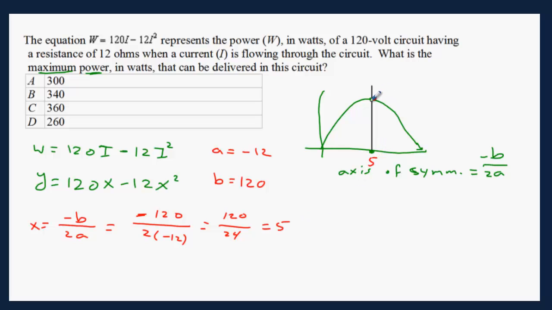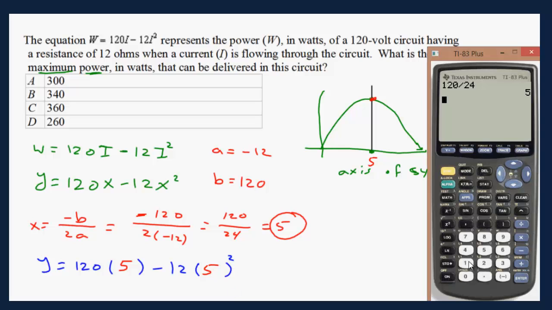Now we need to find this point. You're going to take this 5 and substitute it in the original equation to find the value of y. So let's rewrite this: y equals 120 times x minus 12x squared. And what is x? We just got it, it is 5. You're just going to put 5 here. Get your calculator and evaluate this.